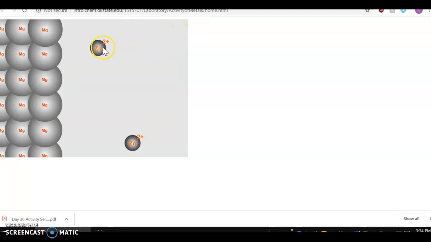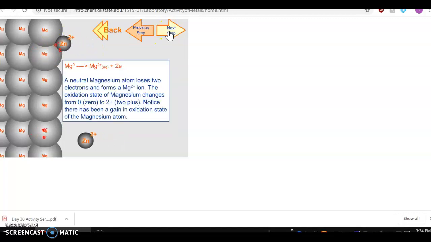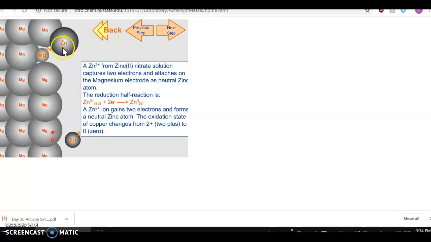Again, the zinc is an ion, and then it's going to hit the magnesium and steal magnesium's electrons to become a solid. Because if it's a +2 charge, that means it's missing 2 electrons, so it's going to take 2 from magnesium. Once it takes those 2 from magnesium, zinc becomes a solid, but now magnesium becomes an ion. So the zinc turns solid, the magnesium becomes an ion, and then floats into solution.